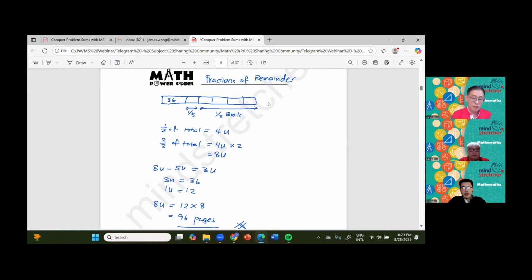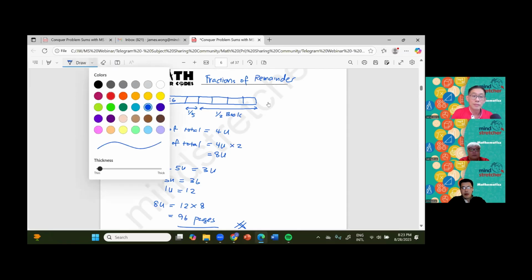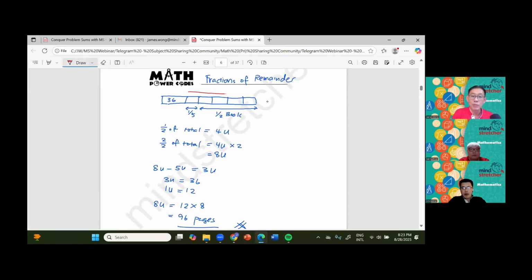this person, Tyler, read 1/5 of the remainder. So this is the remainder. From here onward, these are the remainder, right? Because after the 36, this part here is the remainder. But because the question said that he read 1/5, now 1/5 means I have divided everything by 5 equal parts. So the person read 1/5 of it. Because of that, I know that over here in total, there must be 5 equal parts or 5 equal units. So that is how we got that 5 units.